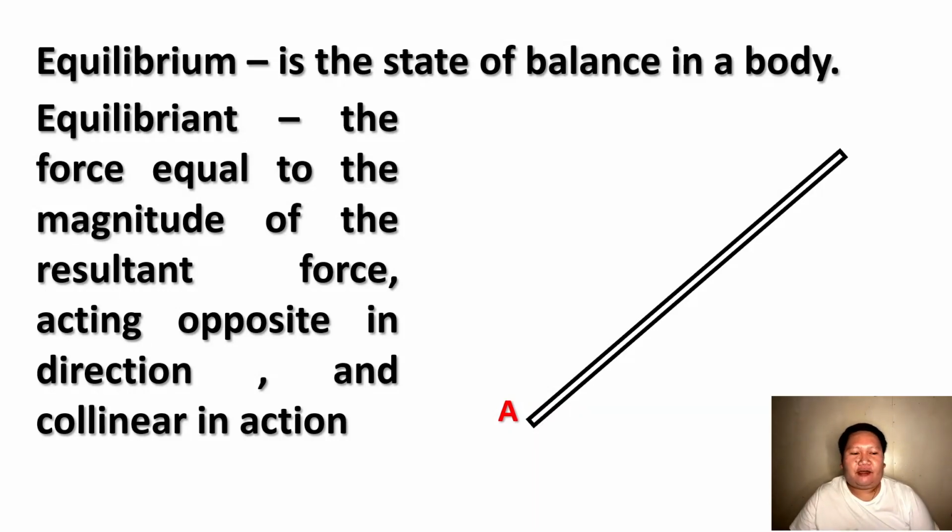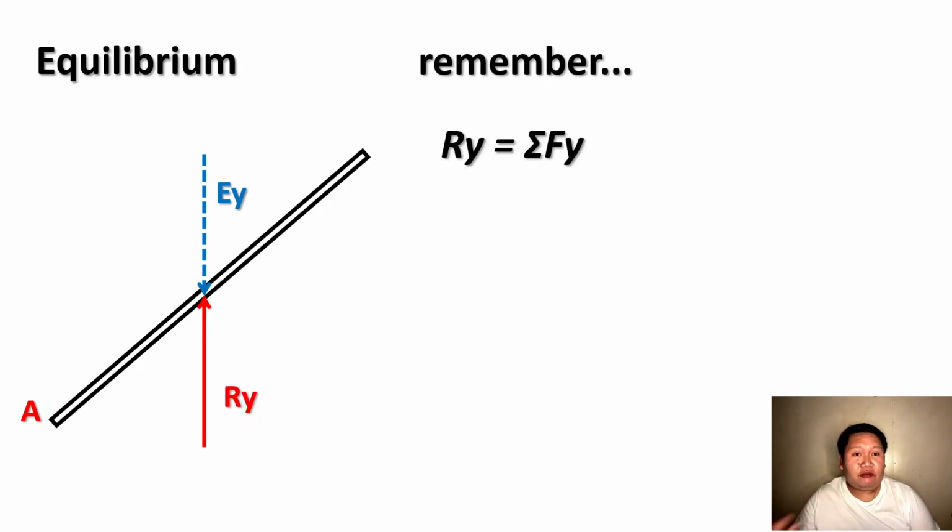By the way, for example, if we have different forces here, we need the resultant to represent the whole forces. So we need Ry for that vertical, and to satisfy equilibrium, we need a force in the opposite direction to the resultant, but in the same magnitude. So that's about the vertical. Remember, by the way, that Ry is equal to the summation of forces vertical.